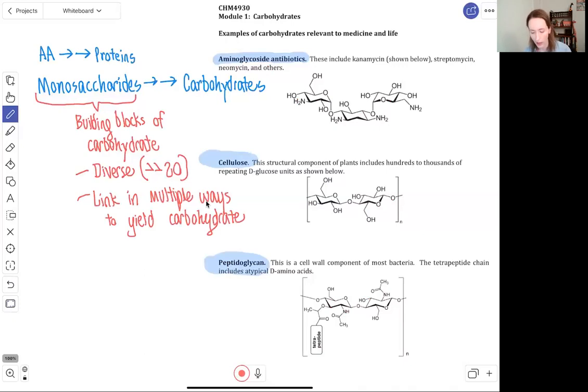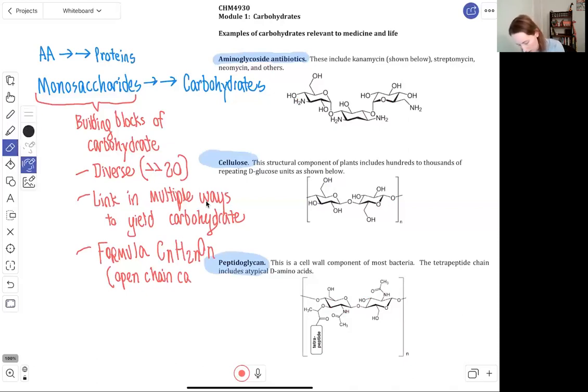What we will see for monosaccharides is that the typical general formula is CnH2nOn, where n is an integer. And I should add that this formula applies only to so-called open chain carbohydrates, or open chain monosaccharides, to be more specific to what we're talking about right here.